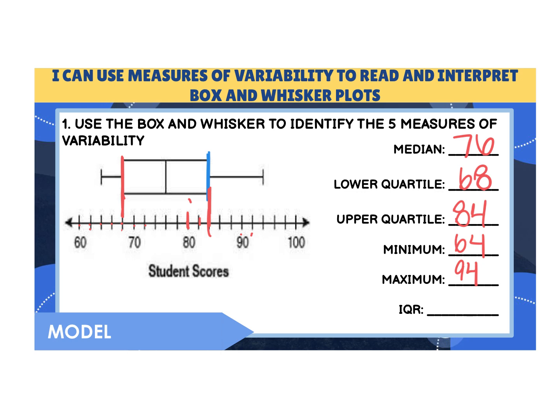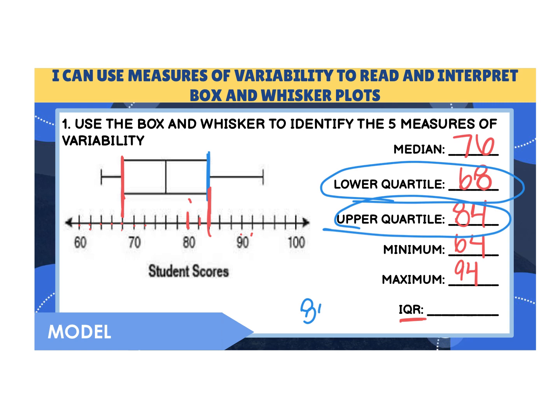And then the last thing we didn't talk about is the interquartile range. The interquartile range is the upper quartile minus the lower quartile. So it would be 84 minus 68, which would be 16.